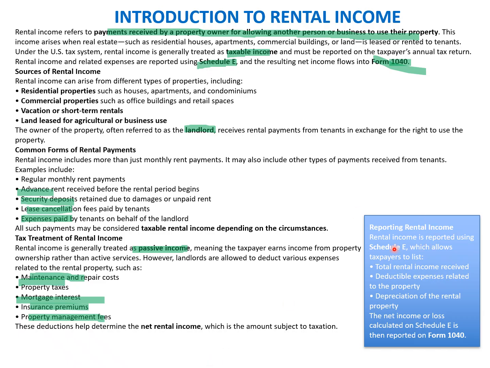Regarding reporting, rental income is reported using Schedule E, which allows the taxpayer to list the total rental income received, deductible expenses related to the property, depreciation of the rental property, and then the net income or loss calculated on Schedule E is then reported on Form 1040.